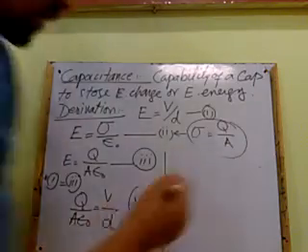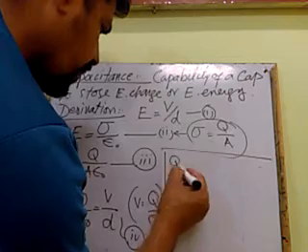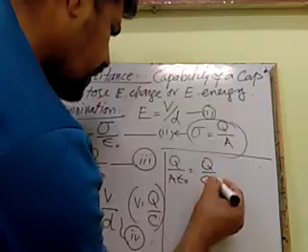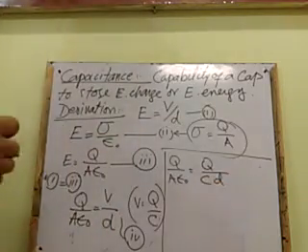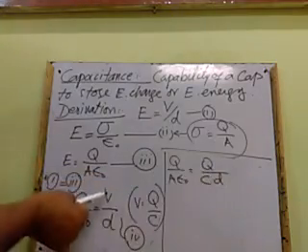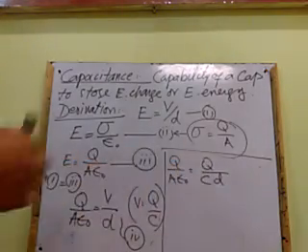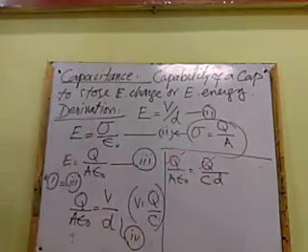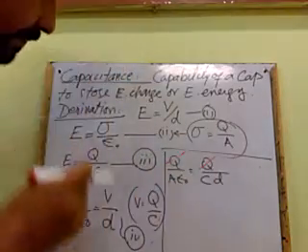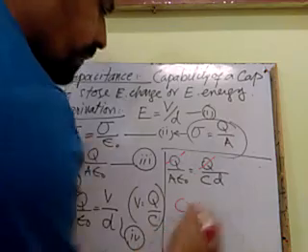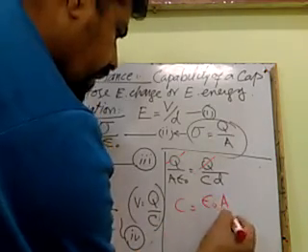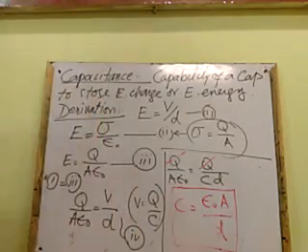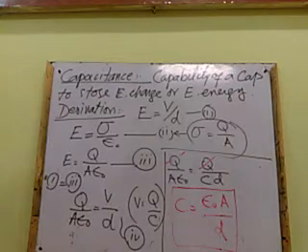So putting the value of V, we can write Q divided by A epsilon naught is equal to Q divided by C into D. D will come at its own place, and instead of V, we have put the value Q divided by C. Now, cancelling Q on both sides and rearranging the equation, we can write that C is equal to epsilon naught A divided by D.